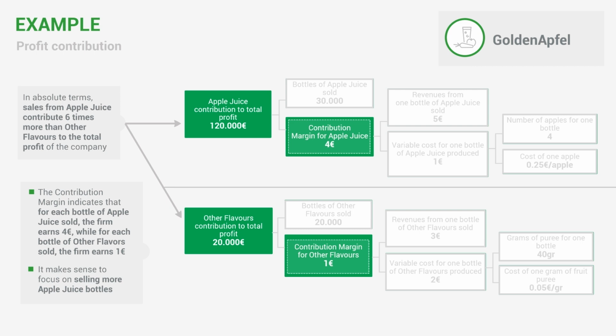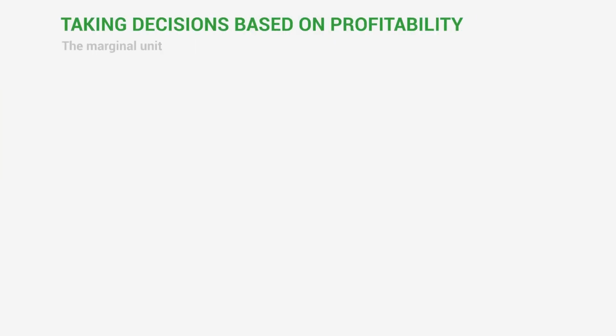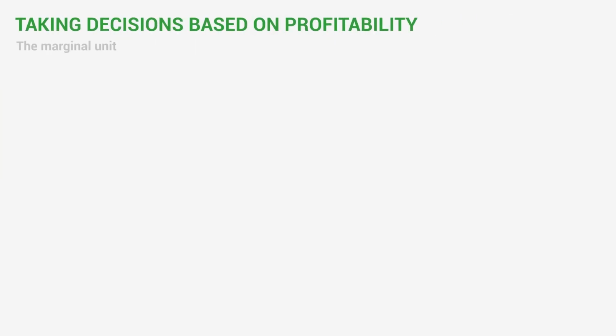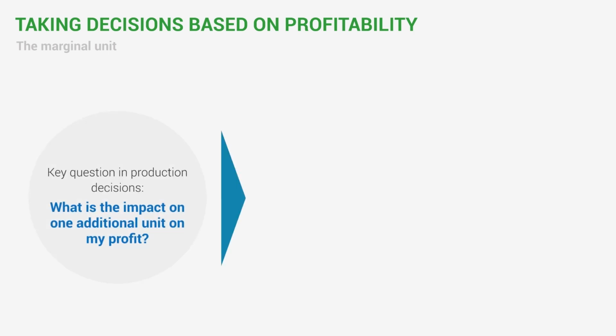As such, it makes good economic sense to focus on selling more apple juice bottles. In absolute terms, sales of apple juice contribute 6 times more than the other flavors to the company's total profit. Let's look at another example. This time, we will focus on answering the question, what is the impact of producing one additional unit on profit?